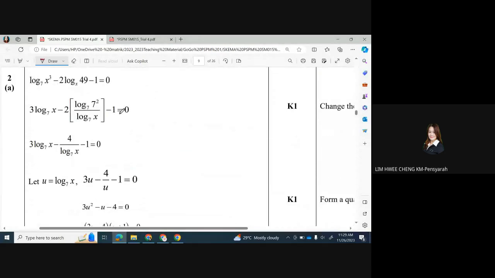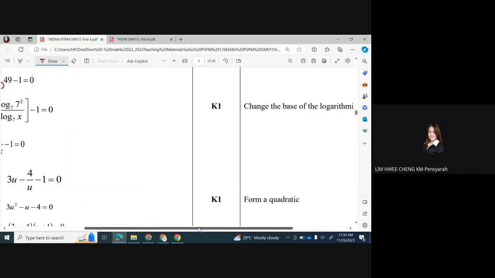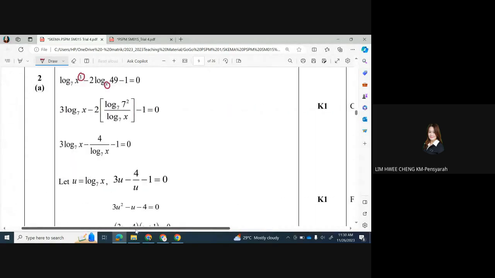First of all, this question has 3, and the base is different. So there are two things we need to do. We have to change the base of the log. The very first mark we give is for changing the base. This one, meanwhile, you bring down. After that, we will get this.